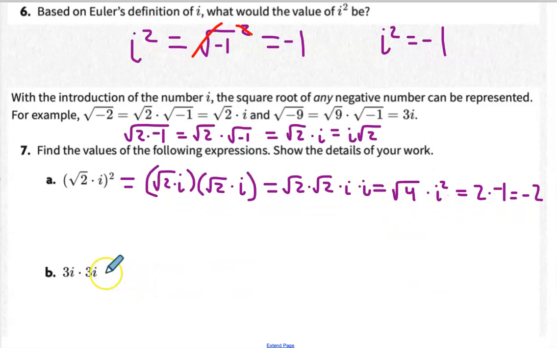Let's look at another one. 3i times 3i. So a lot of times we like to multiply the numbers together and the i's together. So 3 times 3 is 9. i times i is i squared.